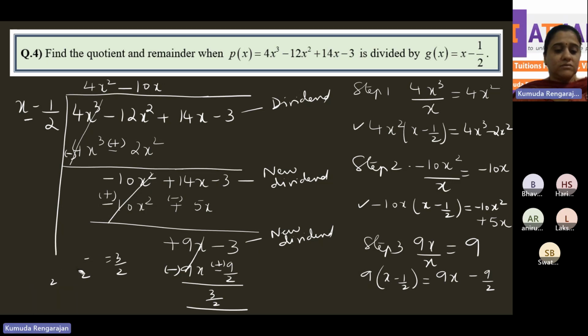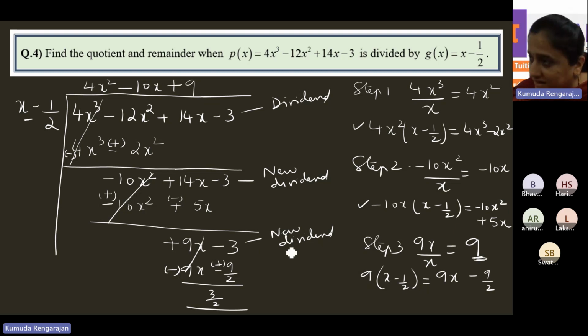Got this, children? Now what is the quotient? 4x squared minus 10x, and, oh, I didn't write the last term. In step 3, I didn't write that plus 9 there. So the quotient is 4x squared minus 10x plus 9, and the remainder is 3 by 2.